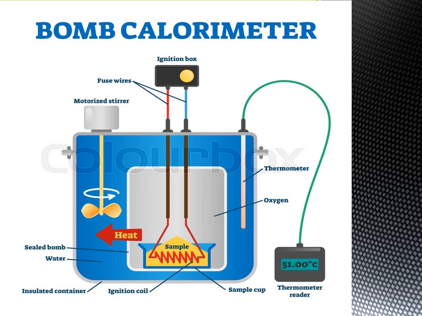Where is this bomb calorimeter used? You may have an idea. This bomb calorimeter is used to determine the amount of heat released in a combustion reaction. In certain industries, combustion takes place, so for the combustion reaction this bomb calorimeter is used to determine the amount of heat released, and it is used to determine the calorific value of food.